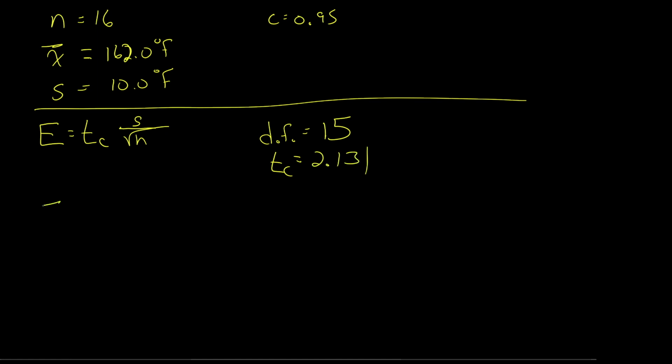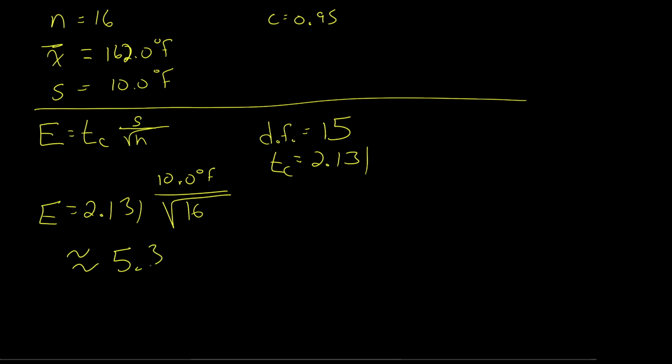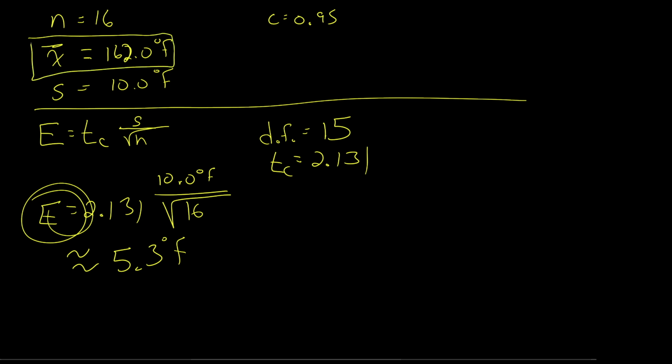So now I can find my margin of error. Take 2.131. I'm going to multiply it by 10.0 degrees Fahrenheit divided by 16, because that's my actual n in there. And my calculator is going to tell me that that's 5.3 degrees Fahrenheit. So that's my margin of error. My sample is still the estimator.